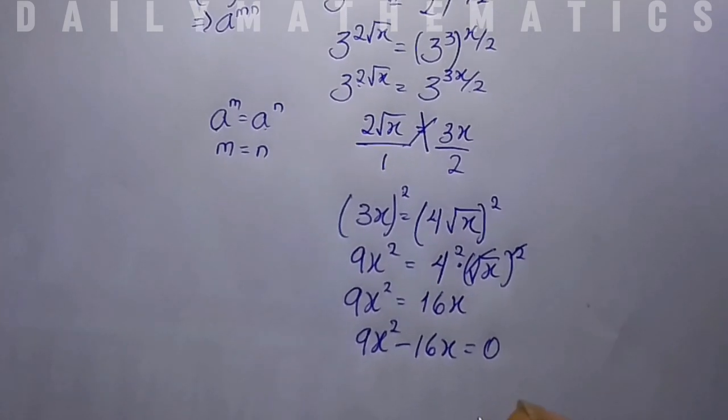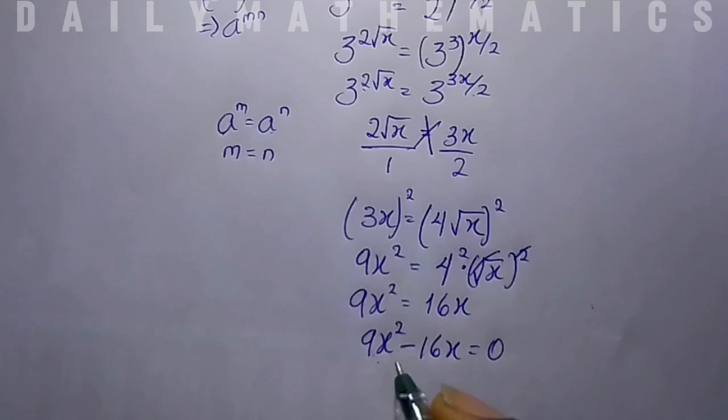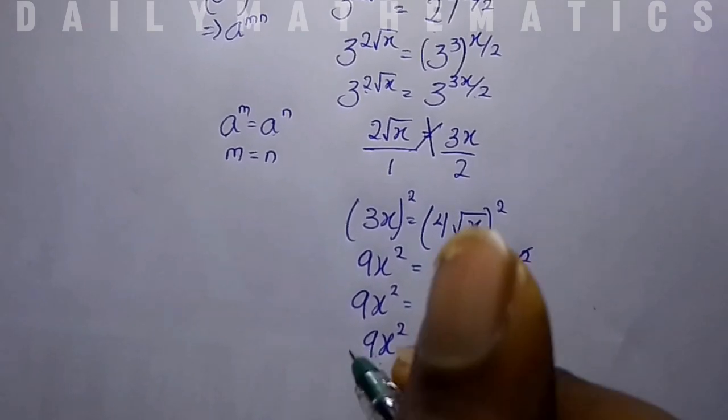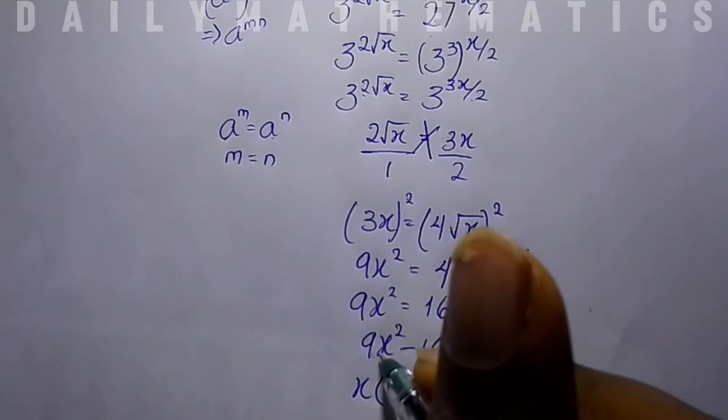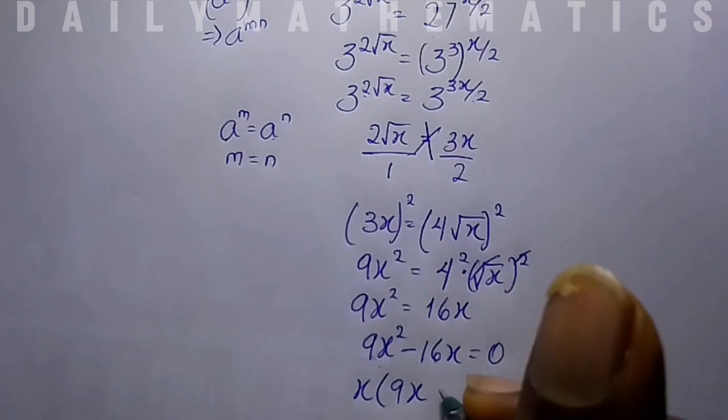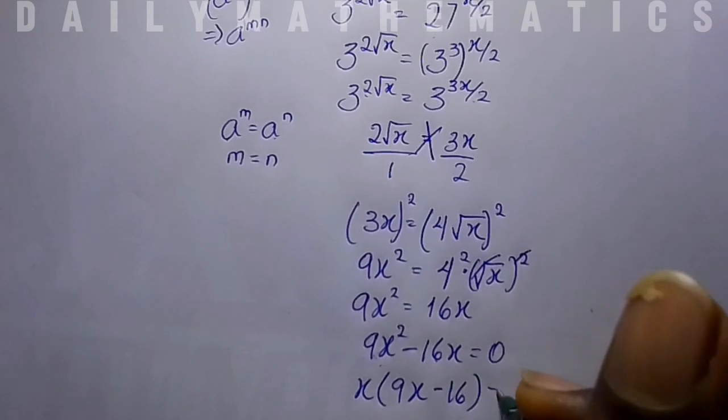And from here, we can see that x is common in 9x squared and 16x. So we can bring x out. And we have 9x. When we bring x out from here, it remains 9x. And when we bring x out from here, it remains 16 equals 0.